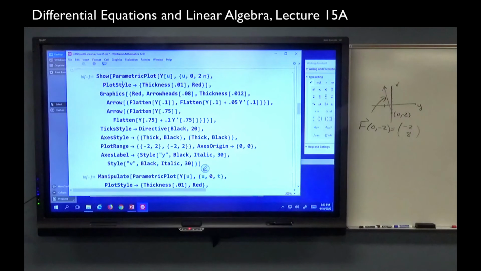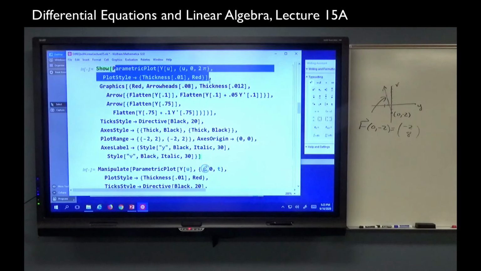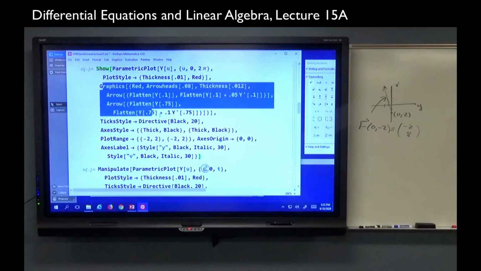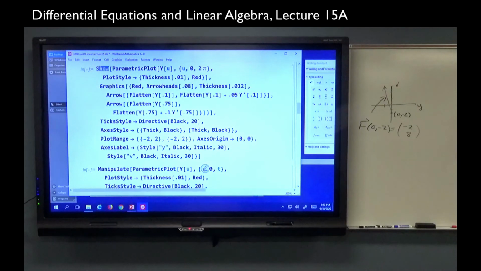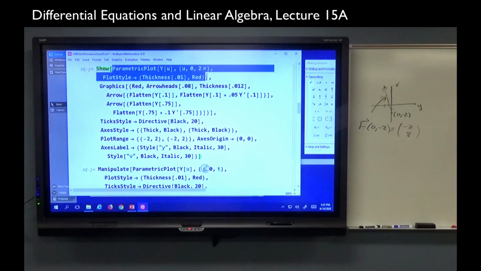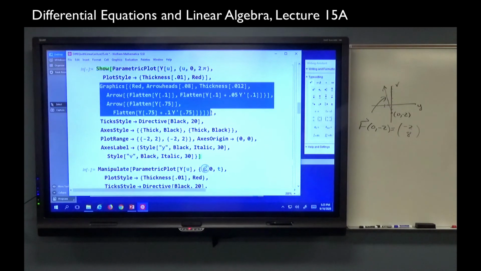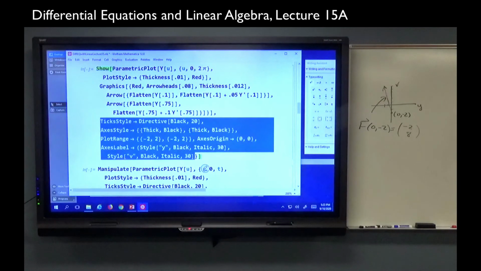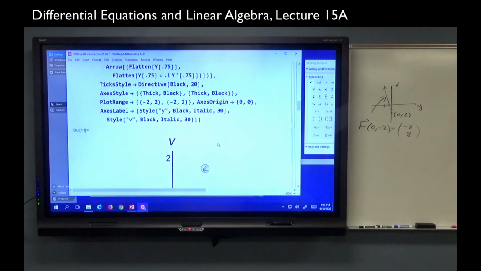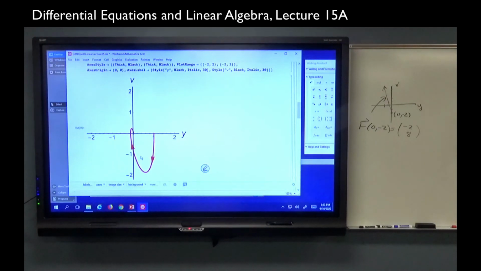I can plot it with ParametricPlot. ParametricPlot right there inside the Show will graph the parametric curve. The other stuff, this Graphics, red arrowheads, etc., Arrows, is going to graph some arrows in the picture. The Show combines the graphic objects, the parametric plot, and the graphics that are going to graph some arrows. All this stuff is just formatting to make it look nice. And here we have the picture that I showed you in the PowerPoint of the solution curve. And the Arrow commands inside Graphics draw these little arrows in there.